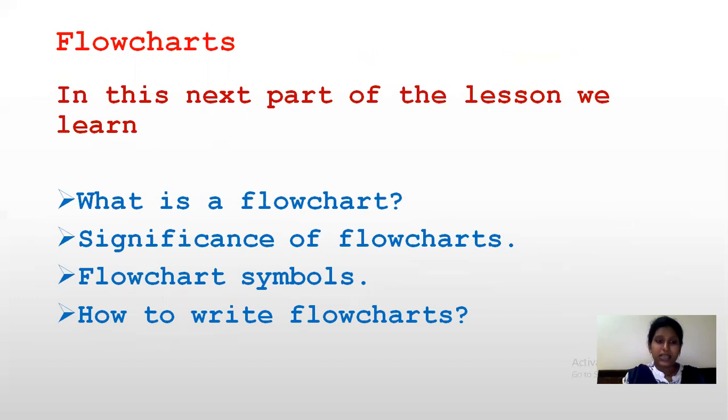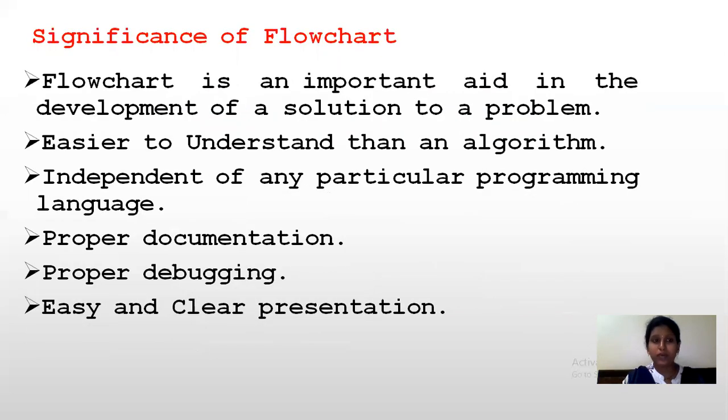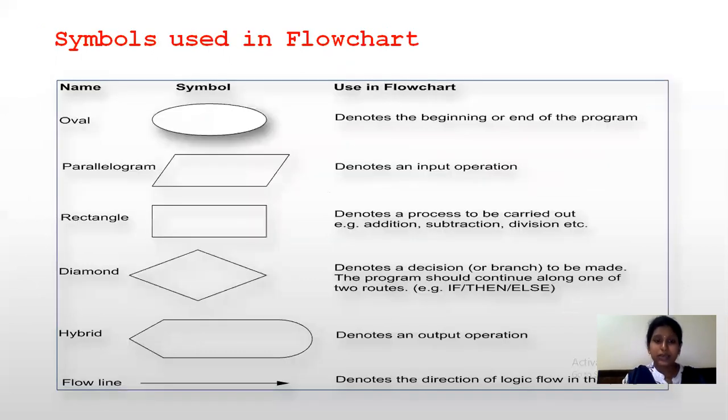What do you mean by a flowchart? Significance of a flowchart, flowchart symbols, how to write a flowchart. A flowchart is a visual representation of the sequence of steps followed for solving a problem. Flowcharts are drawn using certain special purpose symbols such as rectangles, diamonds, ovals, and small circles. These symbols are connected by arrows called flow lines. A flowchart is an important aid in the development of a solution to a problem, easier to understand than an algorithm, independent of any particular programming language, with proper documentation, proper debugging, and easy and clear presentation.